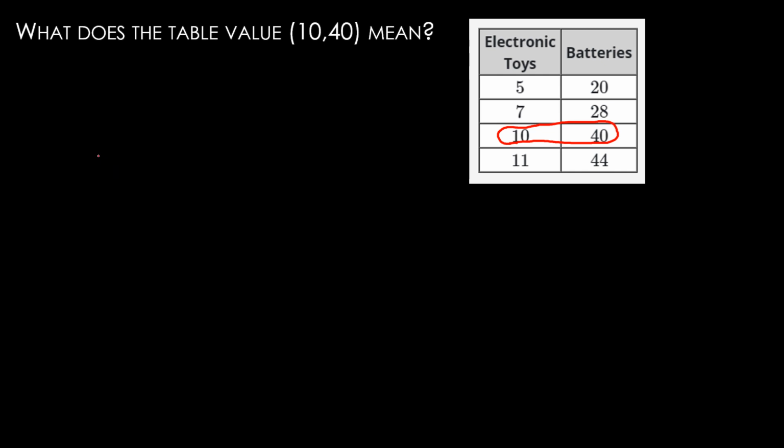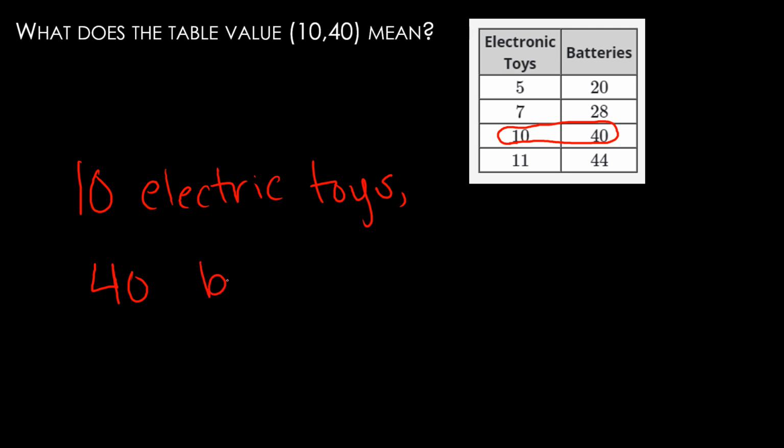So what that value means is 10 electric toys, comma, 40 batteries. So here you just need to make sure that your number is paired up with the correct description. Make sure 10 is paired up with electric toys and make sure 40 is paired up with batteries.